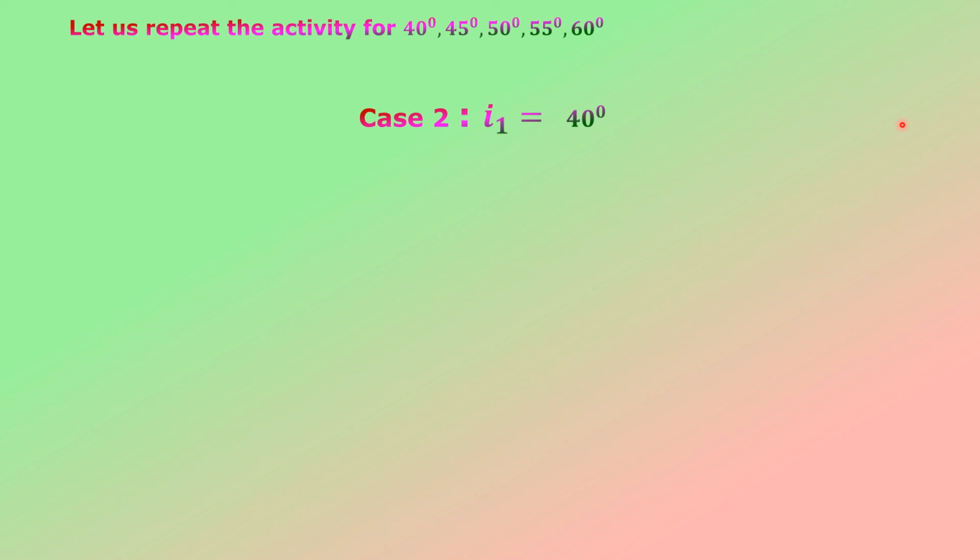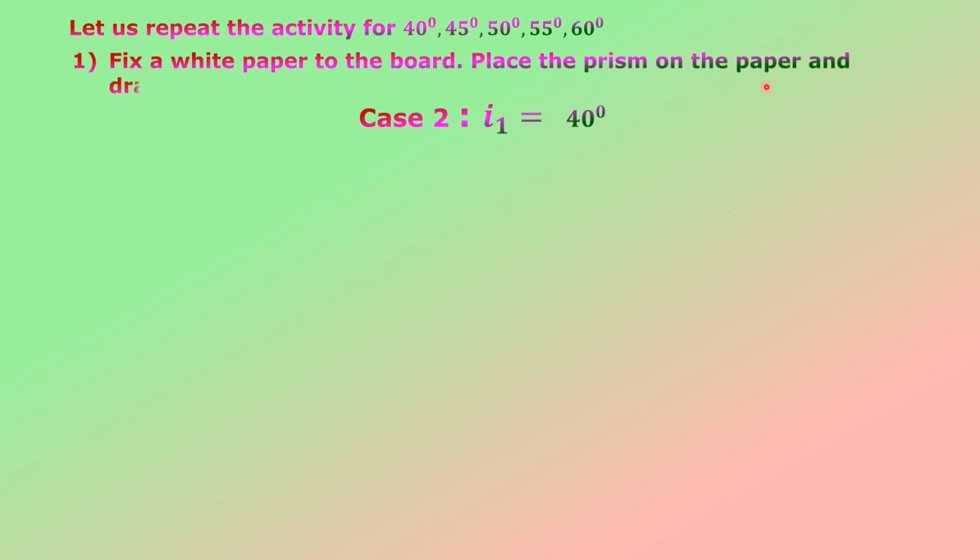We have to fix a sheet of paper to the drawing board again with the drawing pins. Fix a white paper to the board. Place the prism on the paper and draw the outline. After drawing the outline, you have to remove the prism.